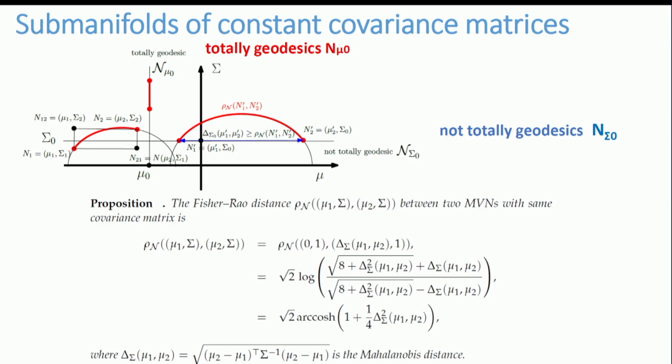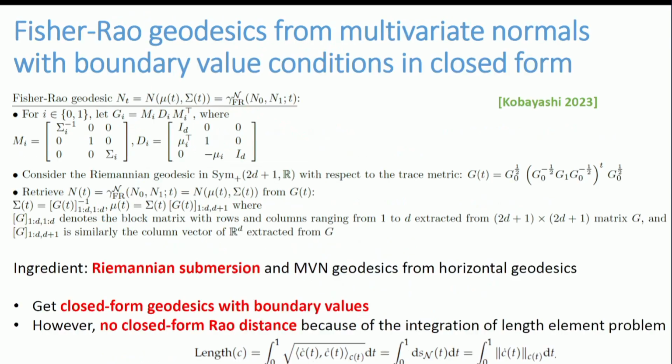Okay, and this is not so old a result. The breakthrough was a paper by Kobayashi in 2023. He revisited Ericsson's paper, but he made clear why we take 2D plus 1 dimension and what it means to extract part of the matrix to get the solution to the geodesic. So I'll let you read the paper if you're interested.